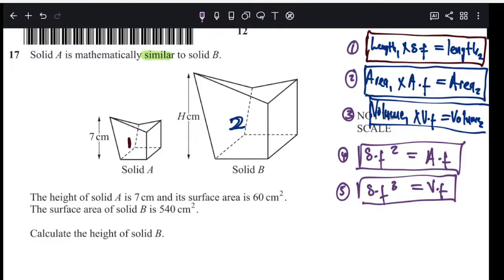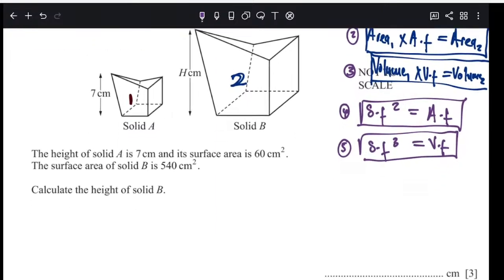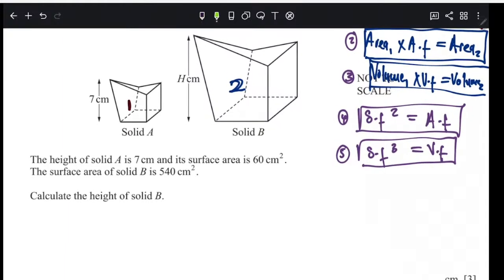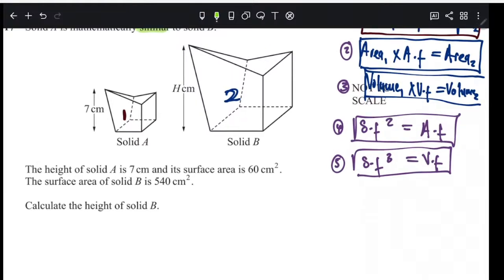Now we go to question time. Right, let's go to question time. It says here, the height of a solid is blah blah, and its surface area is blah blah. The surface area of solid B is blah blah. So here is the thing. What is it that we have for the first one and for the second one? They are calling it solid A here. We have solid A and we have solid B.